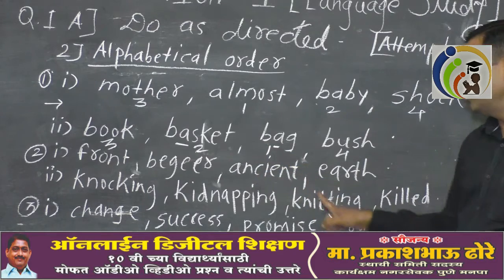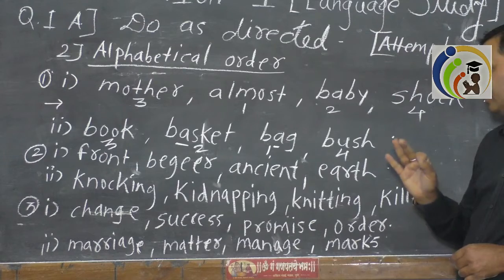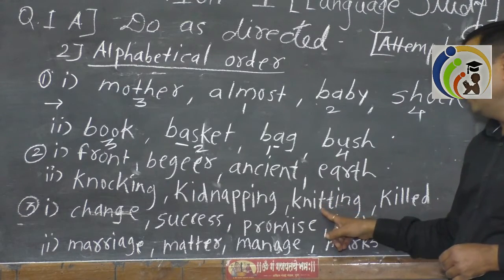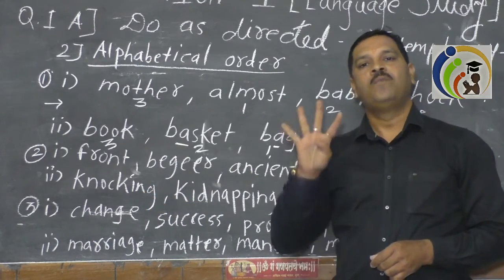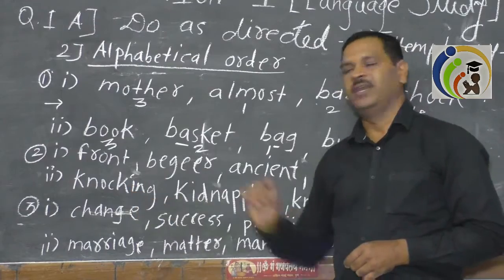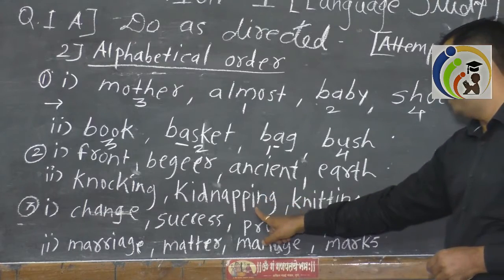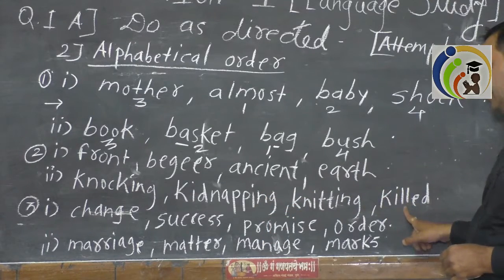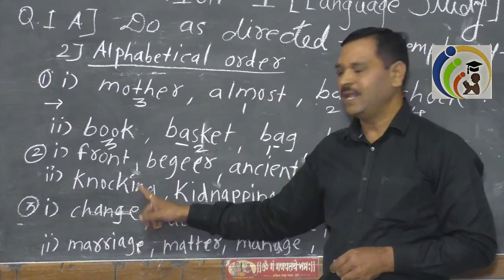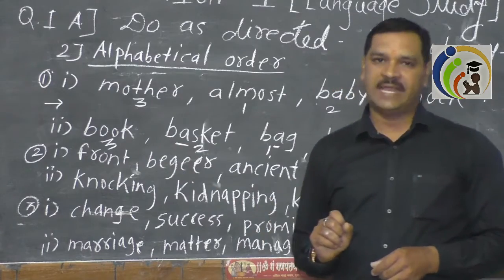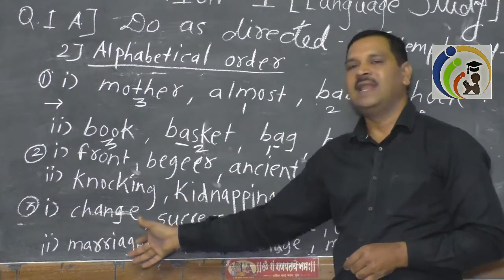So O is first or I is first? I is first. So here, my dear children, knitting would be the third and the fourth word would be knocking. What would be the alphabetical order? Alphabetical order will be like this: kidnapping, then killed, then knitting and knocking. Is that clear? This example has been taken from the board exam. It was there for the board exam. Is that clear? Go to the last set.